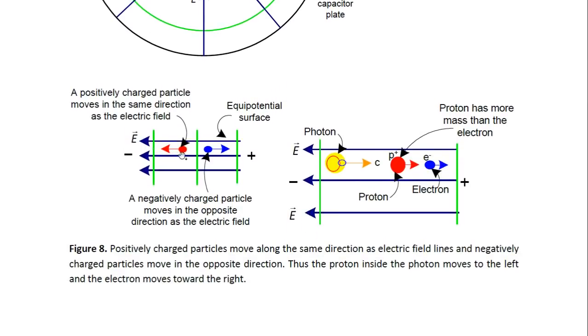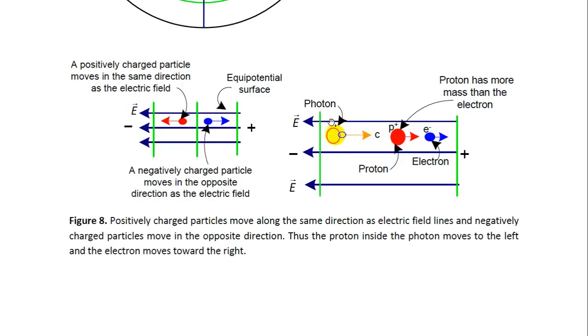So now charges, if we have a positively charged particle, it will move in the same direction as the arrows indicating the orientation of the electric field. So a positive charge will always move towards the negative plate, and a negative charge moves in the opposite direction, in other words, always towards the positive plate.